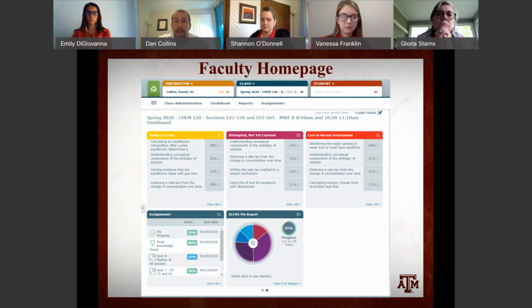The big difference in ALEKS comes in the red box, and that is the recent assessment. One of the big things with ALEKS that I use is I will do assessments every other homework. That means it will go back and check to see if they have the long-term retention of the material. I want those percentages listed in the red box to be as small as possible. The nice part about this is that it will take all of that assessment data for my global population and say, hey, we're concerned about these things.